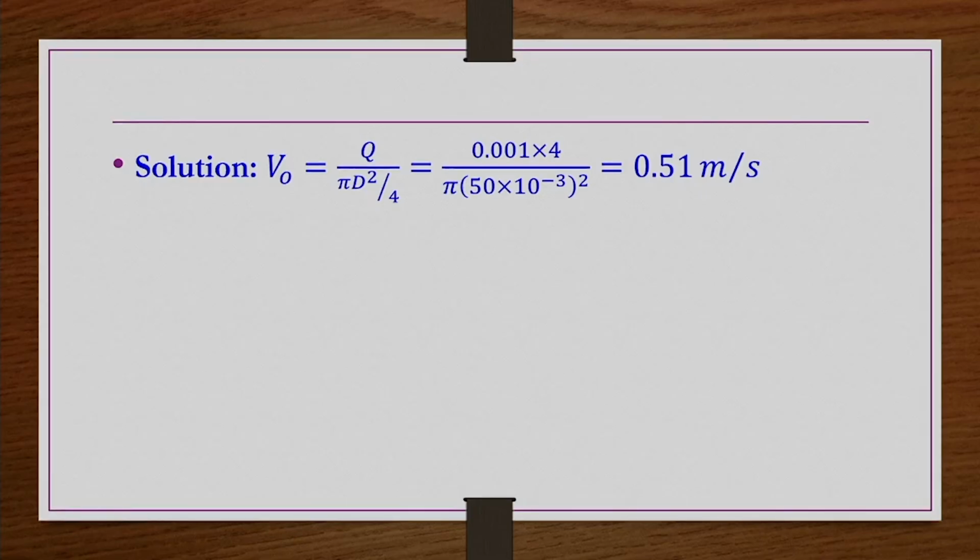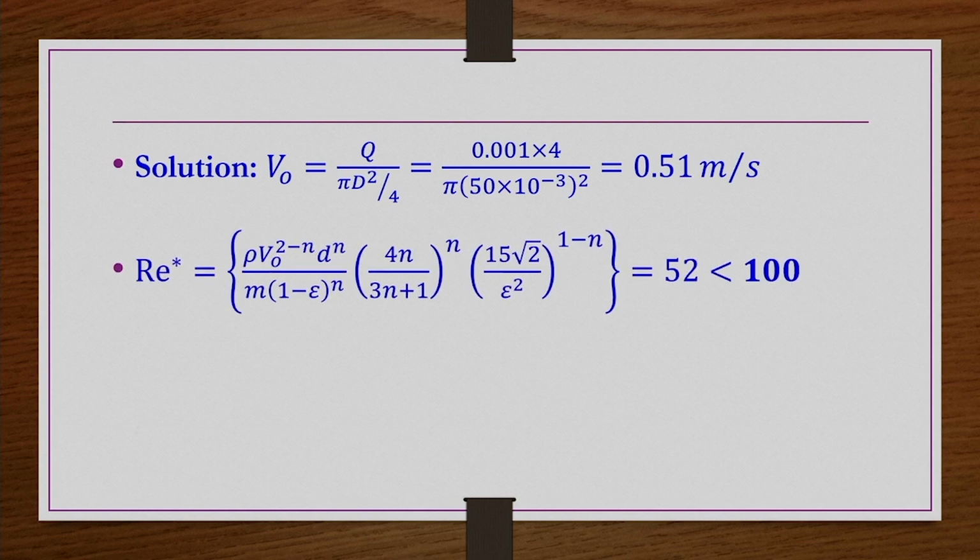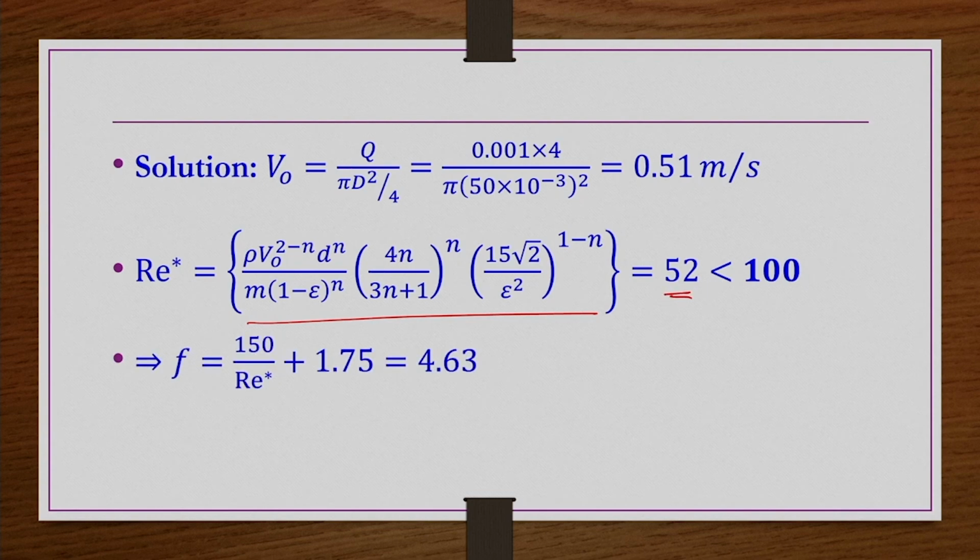If you want to calculate Re star, you need V naught, that you can get by Q divided by pi D square by 4. Q is given, column diameter is given. So, V naught you get 0.51 meter per second. The Re star expression is this one. Now here in this equation rho, V naught, d, n, m, epsilon everything is known. So, when you substitute you get 52. So, it is less than 100. So, then you can use F equal to 150 by Re star plus 1.75, this equation you can use. So, then you get 4.63 as the friction factor for this fluid flowing through the packed bed of given characteristics.